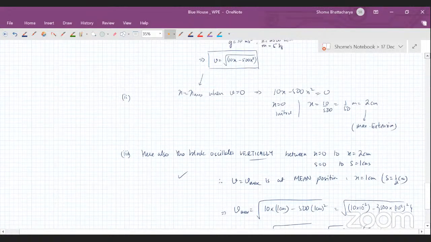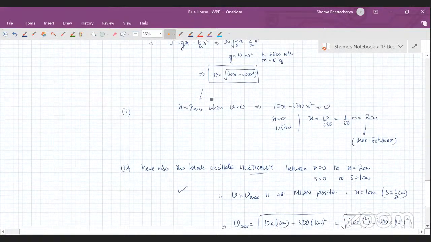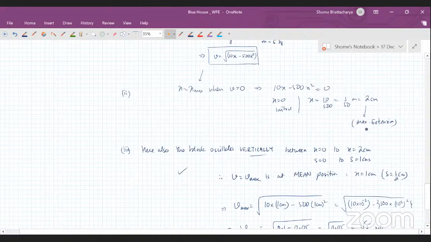So from the above expression of v, logically we are understanding that the block oscillates vertically between x equal to 0 and x equal to 2 centimeters. So at the midpoint, you will have the mean position. Mean position will be the midpoint of x equal to 0 and x equal to 2 centimeters. So mean position is where in an oscillation we have the maximum speed.